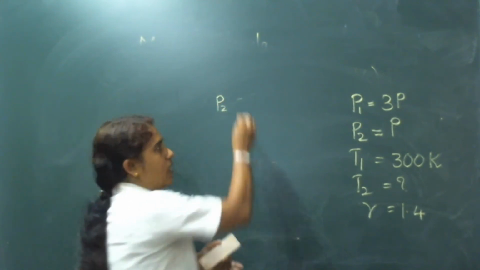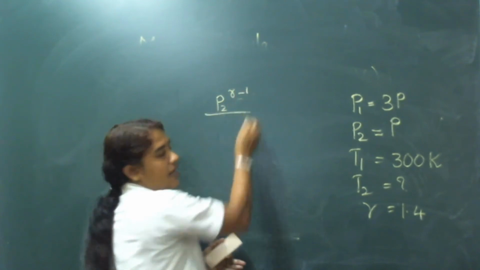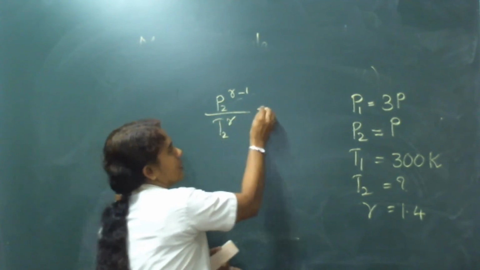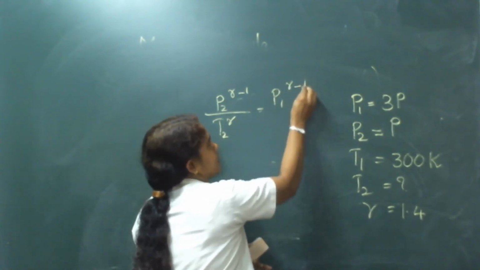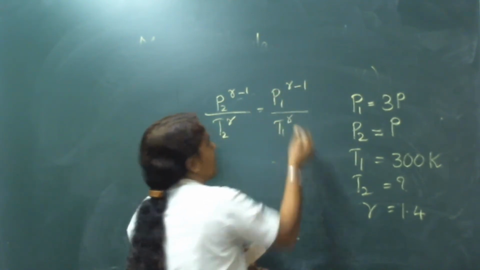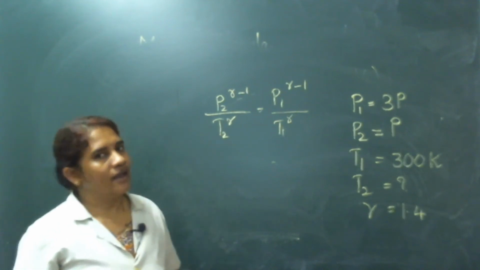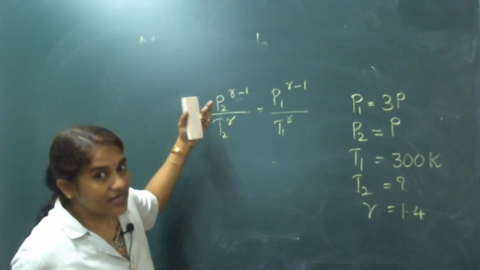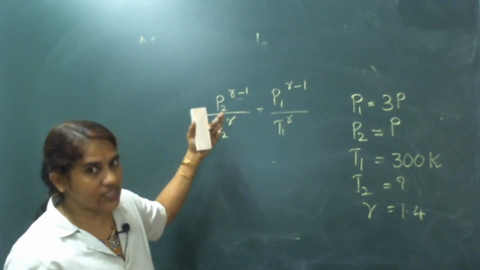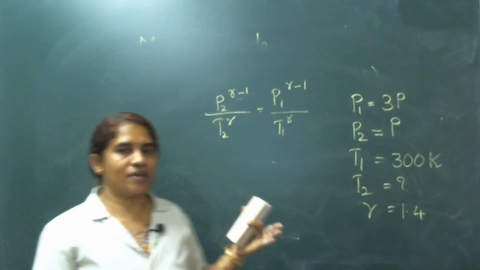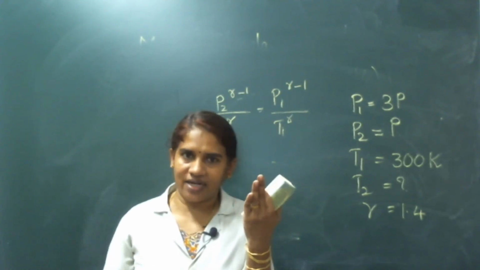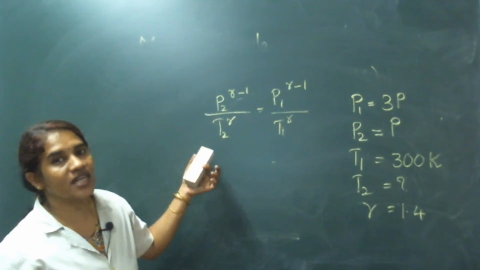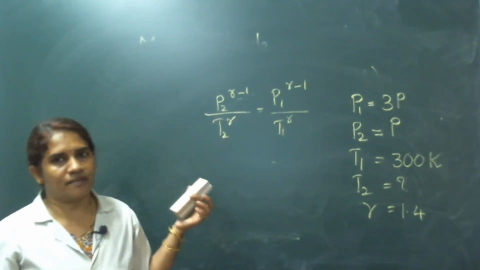P2 raised to gamma minus 1 by T2 raised to gamma is equal to P1 raised to gamma minus 1 by T1 raised to gamma. Okay? This is the relation between pressure and temperature for an adiabatic process, the process equation in terms of pressure and temperature. We had studied 3 formulas. Here pressure and temperature are given.